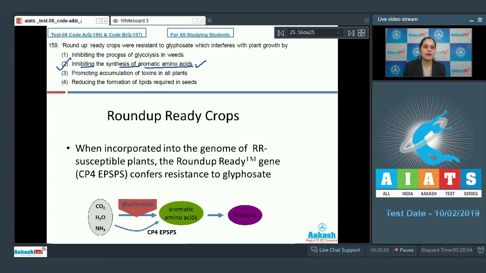The very first option is inhibiting the process of glycolysis in wheat, and this is an incorrect option. The next option is promoting accumulation of toxins in all plants. This is also an incorrect option because glyphosate interferes with plant growth. The last option is reducing the formation of lipids required in seed, and this is also an incorrect option. The correct answer is this glyphosate will interfere with plant growth by inhibiting the synthesis of aromatic amino acids. So the correct answer is option number 2. Let's discuss our next question.